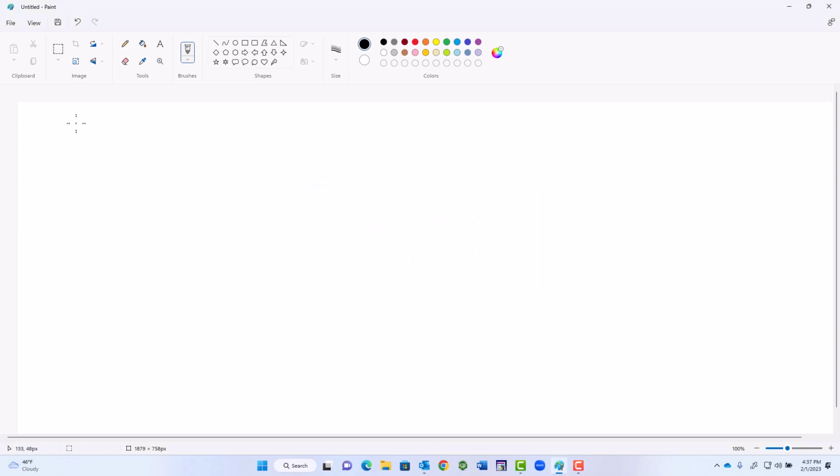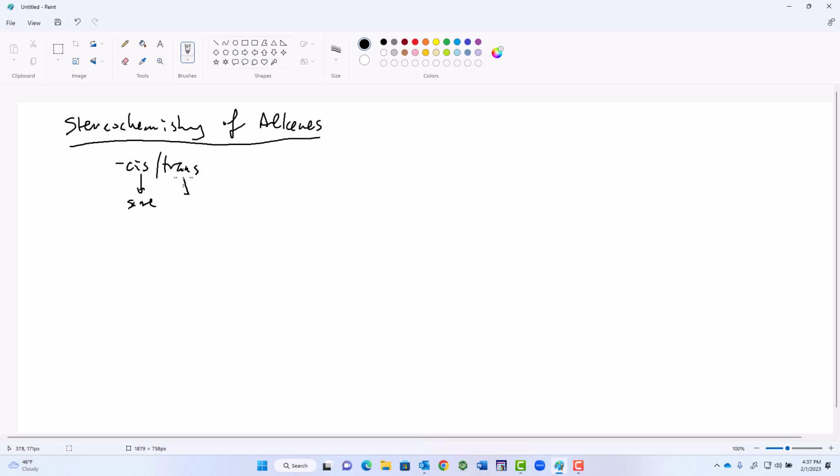In this video, we're going to be talking specifically about stereochemistry of alkenes, meaning compounds with double bonds in them. So we've already seen some kind of stereochemistry with alkenes. We saw the cis-trans notation in cyclohexane derivatives, and cis meaning the same side and trans meaning the opposite side.